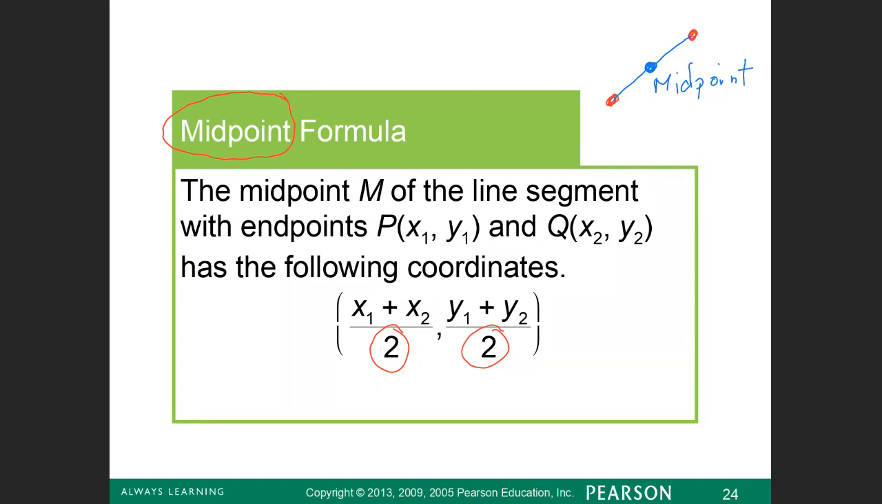Okay, so let's try an example. Let's say you're given 2 comma negative 1, and then another ordered pair would be negative 3 comma 2. Now you can label the points again, to make it easy for you to plug this into the formula.